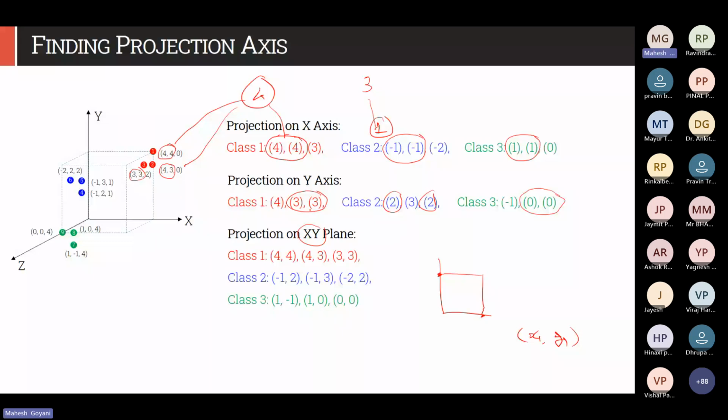Whenever you do projection, you are going to lose some information because you are reducing the dimension. So right now I'm projecting on a plane instead of an axis. So I have 2 dimensions now: 4, 4, 4, 3, 3, 3. Here it will be -1, 2, -1, 3, -2, 2. And here it will be 1, -1, 1, 0, and 0, 0. Here the dimension of data was 1. Here the dimensions of data are 2. But look at here, 4, 4, 4, 3, 3, 3. All points are distinguishable. -1, 2, -1, 3, -2, 2. I can distinguish all the points. 1, -1, 1, 0, 0, 0. I can nicely distinguish this.